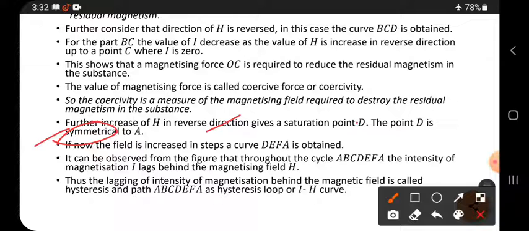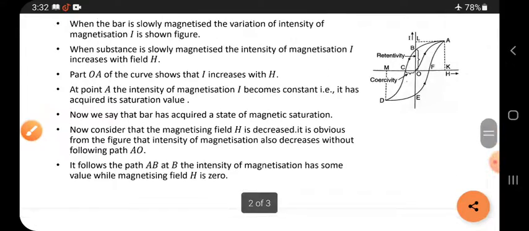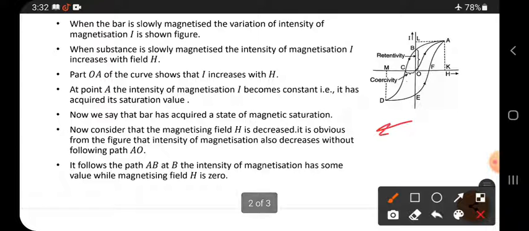So further increasing the H value in the reverse direction, what do we get? We get saturation point D. See the graph diagram. While increasing the H value, we are now here. If we increase the H value, this graph slowly changes like this, and later it becomes constant. So this point is similar to point A, that is, symmetrical to A.